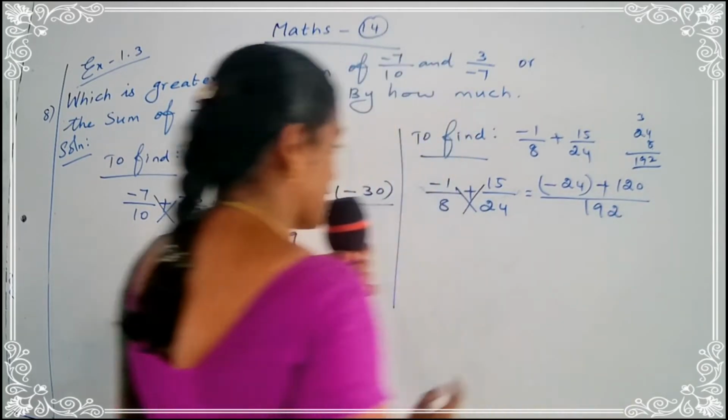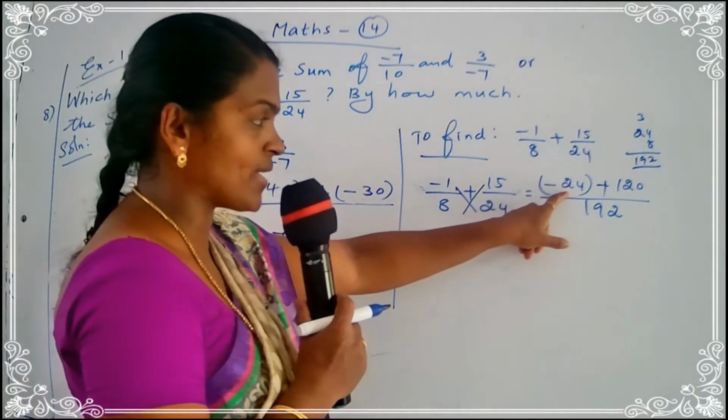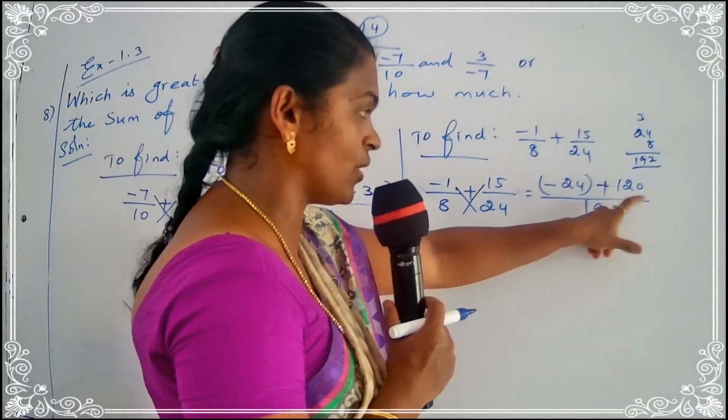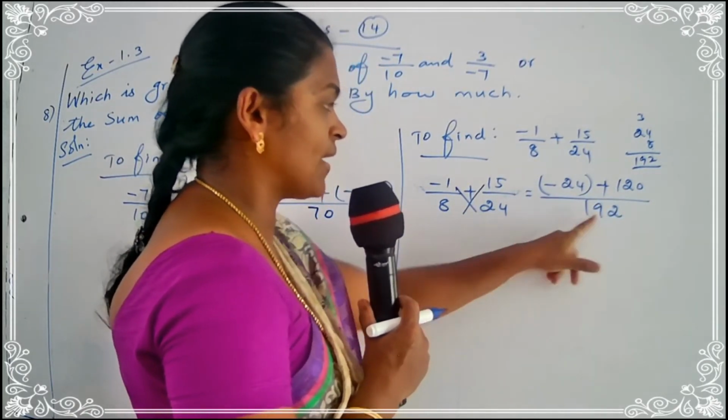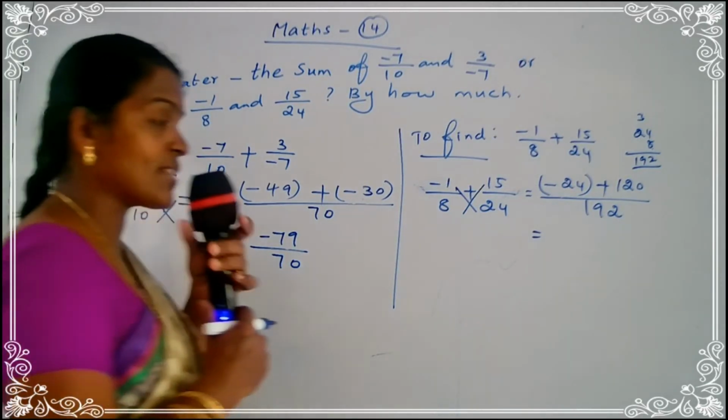Okay children. We multiply by the cross multiplication method. Minus 1 into 24 is minus 24, plus 15 8s are 120 upon 192. Now what is the answer? Minus 24 plus 120. Here the integers have opposite signs. One is positive and another one is negative. So if the integers have opposite signs, we find the difference and put the sign of the greater value.